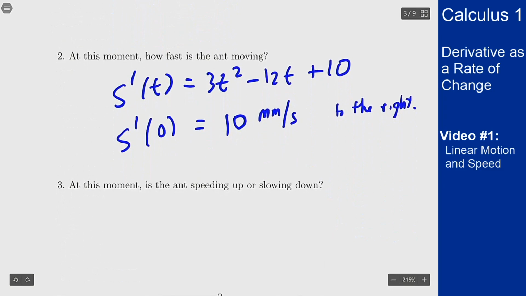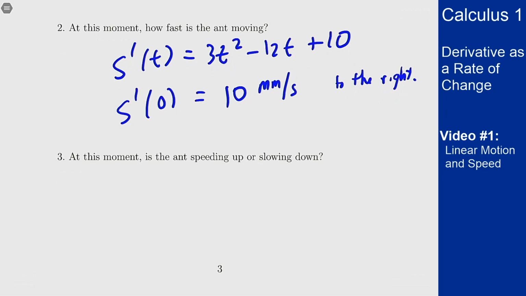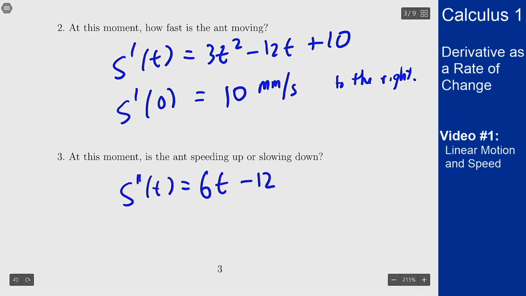At this moment, is the ant speeding up or slowing down? Speeding up or slowing down is asking how the velocity is changing, so it wants the second derivative. With s prime above, the second derivative, s double prime of t, is 6t minus 12. So s double prime at 0 is negative 12, in millimeters per second squared. How do we interpret that? It's going in the positive direction to the right, but its acceleration is going to the left, in the negative direction. So this says that it's actually slowing down at this moment in time.